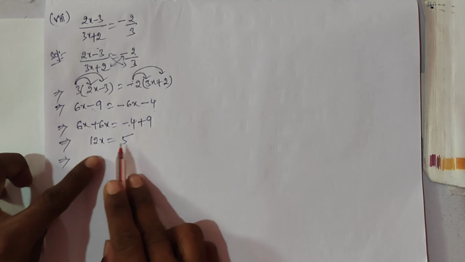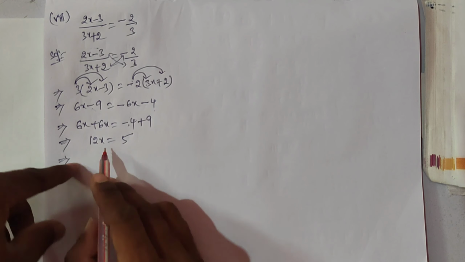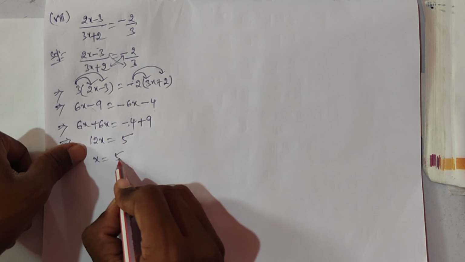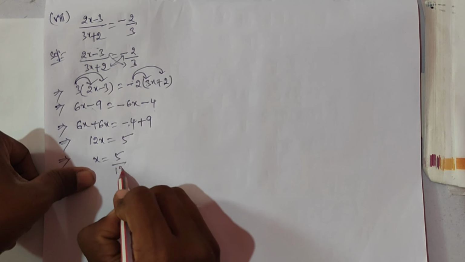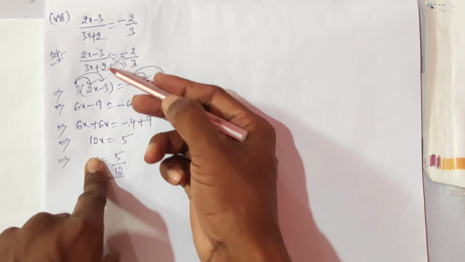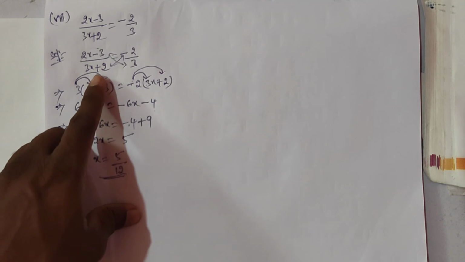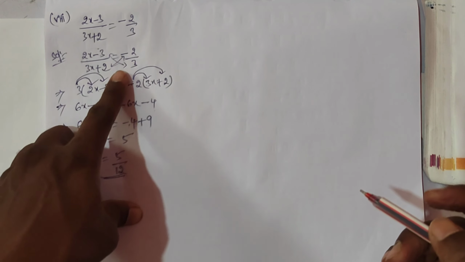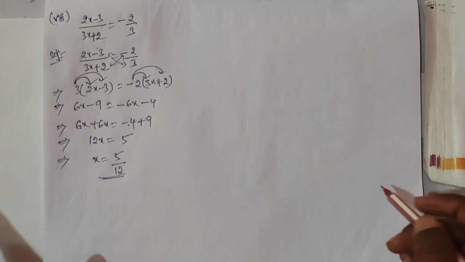We got it in a reducible form. Now we have to find the value of x here. Now x is equal to 5, its multiplication quantity becomes what? Division. Nothing but 5 by 12 is the answer. Clear? Okay, so in this method, we are just doing a cross multiplication and we are getting the answer. That's it.